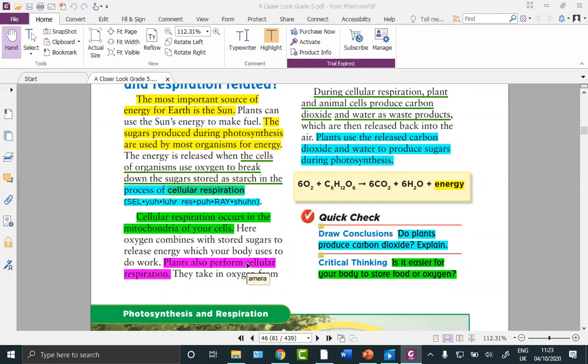Here, the scientists also express cellular respiration in chemical equations. 6CO2 plus sugar produce 6CO2 carbon dioxide plus water plus energy.